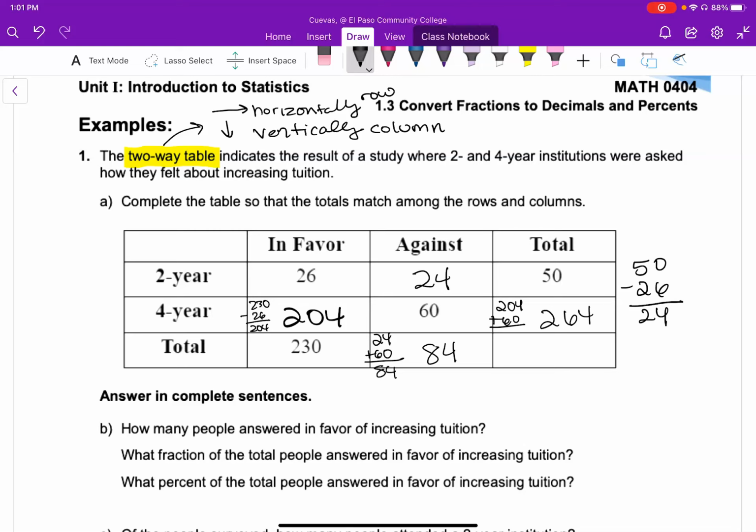Last, we have a total of everything. Now this total should match this way, and this total should match this way. They should be exactly the same. In other words, we have 230 plus 84 should be the same total as 50 plus 264. If they're not the same total, then you did something wrong. Our total here is 314.